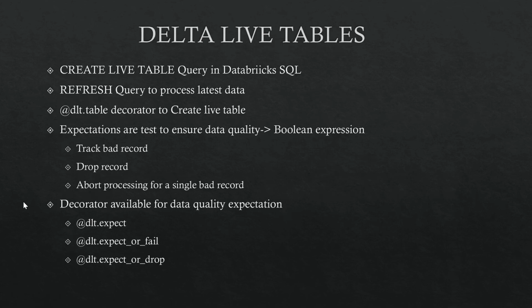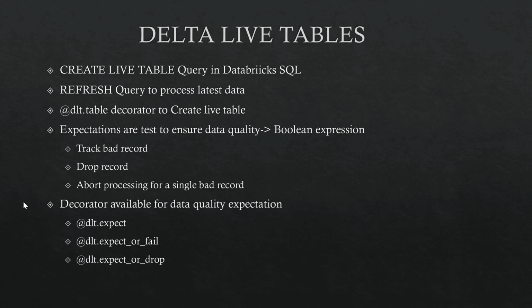So let's first deep dive into Delta Live Tables. When we are creating a Delta Live Table, we have to give the keyword as LIVE TABLE. If it's a streaming live table, you can give the keyword as STREAMING LIVE TABLE. That will depict that it's a Delta Live Table. You can also refresh the query to process your latest data with the refresh command. To create a live table in Python in Databricks, you can use the decorator @dlt.table.